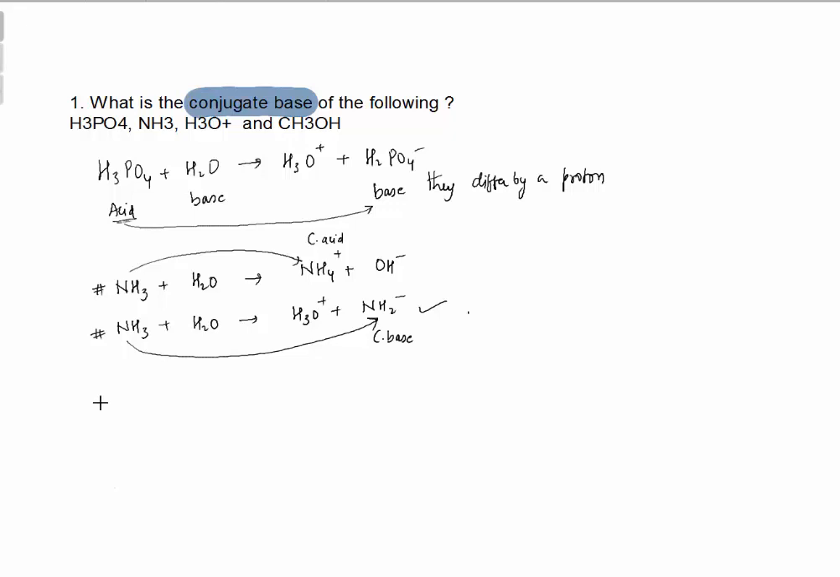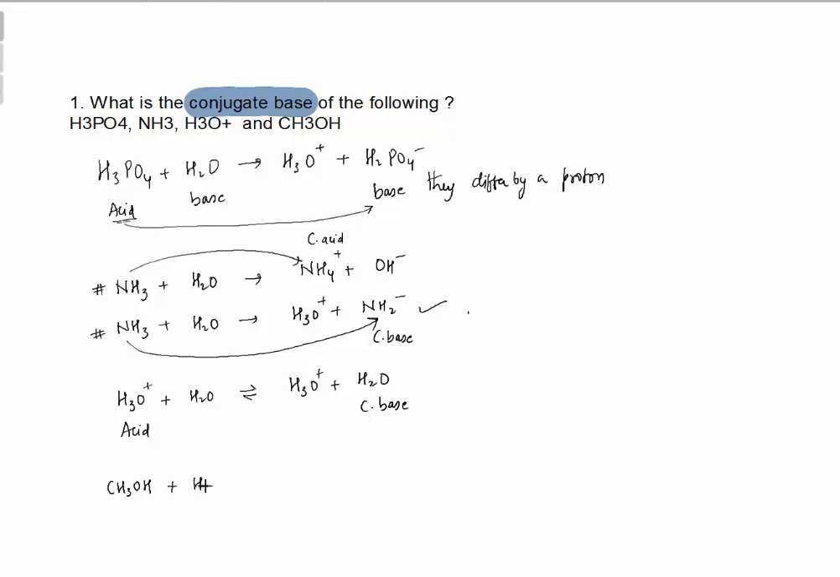Now, please remember the next one is H3O plus. H3O plus plus H2O equilibrium, H3O plus H2O. So this will be the acid, and this will be the conjugate base. Now similarly, you took methanol. Please remember, don't confuse it with alcohol liquor. This is liquor's cousin, methanol.